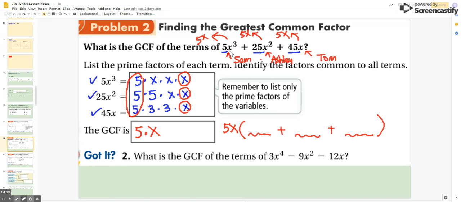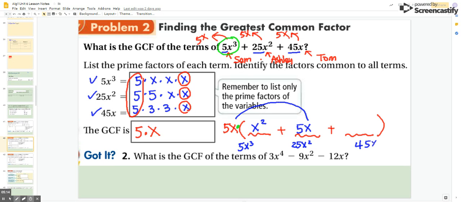So if you take 5x, we need to go back. What is 5x times what to get 5x to the third power? 5x times x squared. If you do this, then you will get 5x to the third power. And what about 25x? We need to make 25x squared. What number do you need to multiply to get 25x squared? Or you can divide this by 5x, which is 5x.